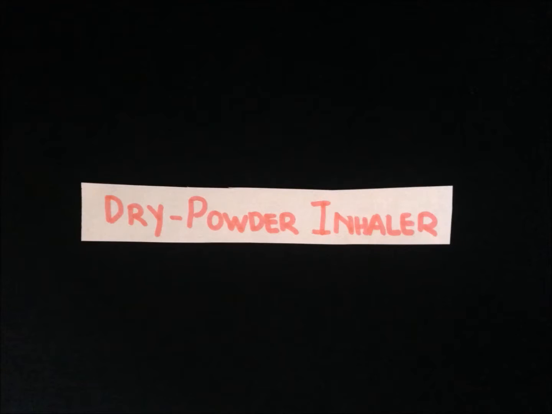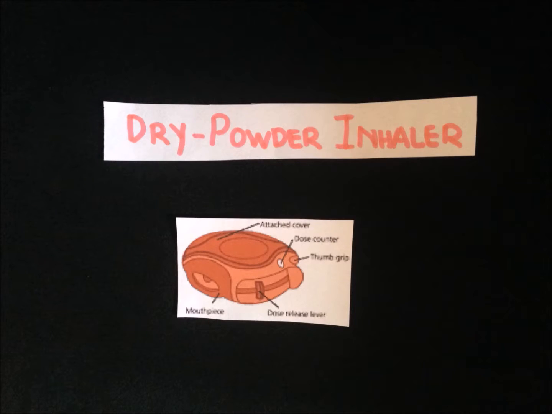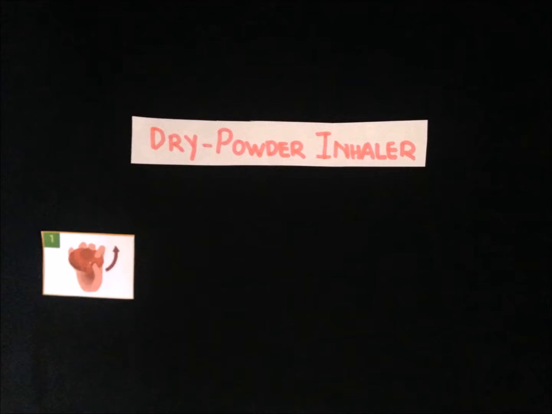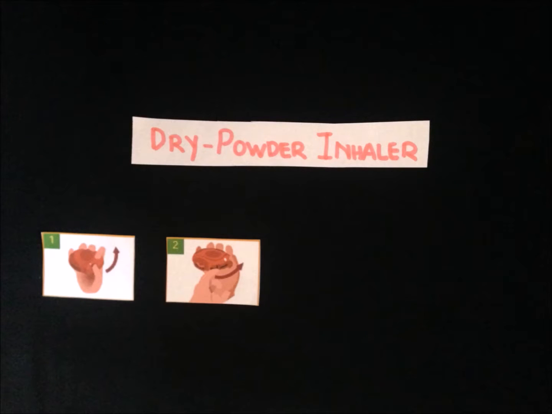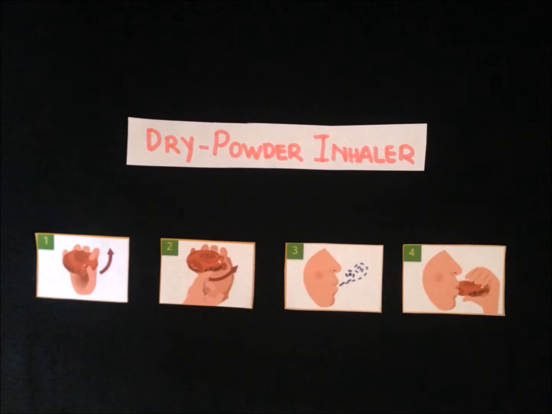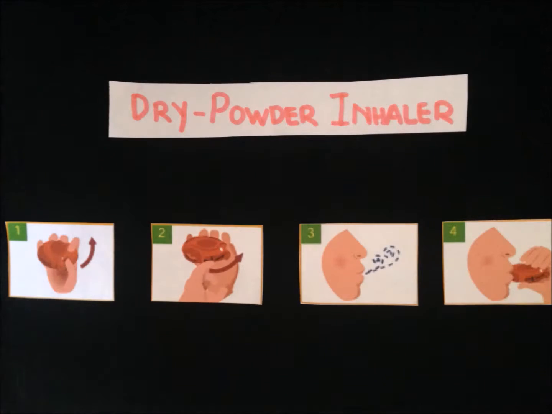For a dry powder inhaler, open your inhaler by holding it in the palm of your hand. Put the thumb of your other hand on the thumb grip and push the thumb grip until it clicks into place. Second, slide the lever away from you as far as it will go to get your medication ready. Third, breathe out away from the device. Fourth, place the mouthpiece gently in your mouth and close your lips around it, breathing deeply until you have taken a full breath.